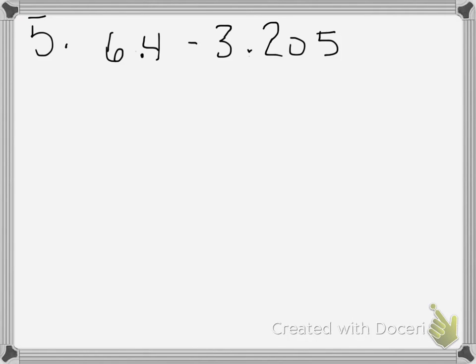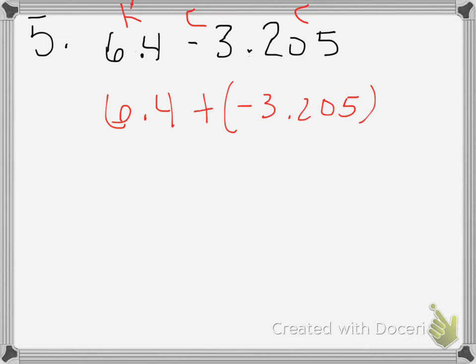So we want to, like always, keep, change, change. So we want to keep 6.4. Change the subtraction to addition. Change the second sign, so it was positive 3.205. Now it's going to be negative. And since these are different, we're going to subtract them.